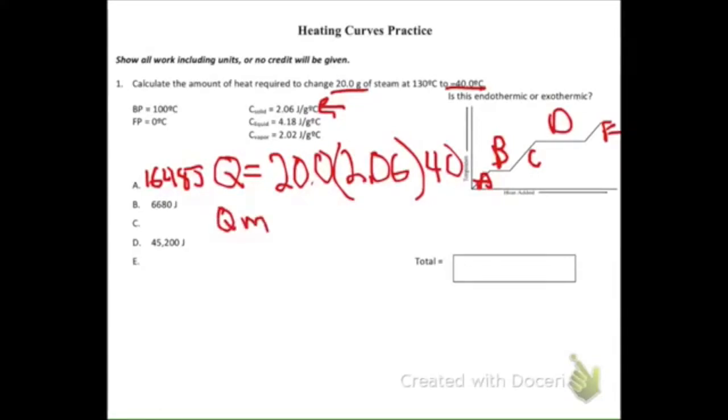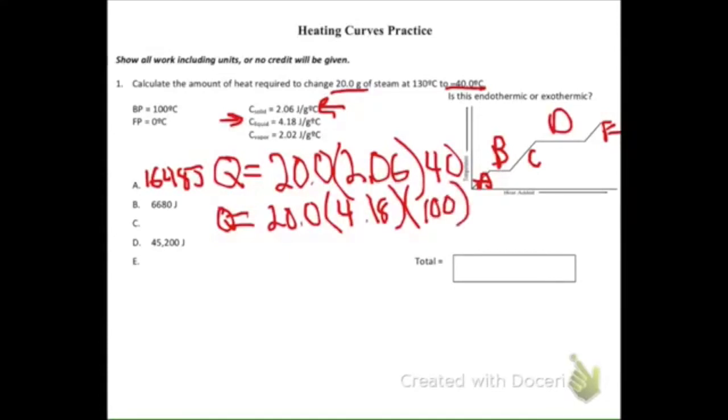So still 20 grams, except now we're in liquid form because we melted. So we're going to use liquid water, 4.18, and the temperature change. We're going from 0 all the way up to 100, because our next stage would be evaporation, which happens at 100. So 100 minus 0 is 100. Now we multiply all those together: 100 times 4.18 times 20 is 8360.